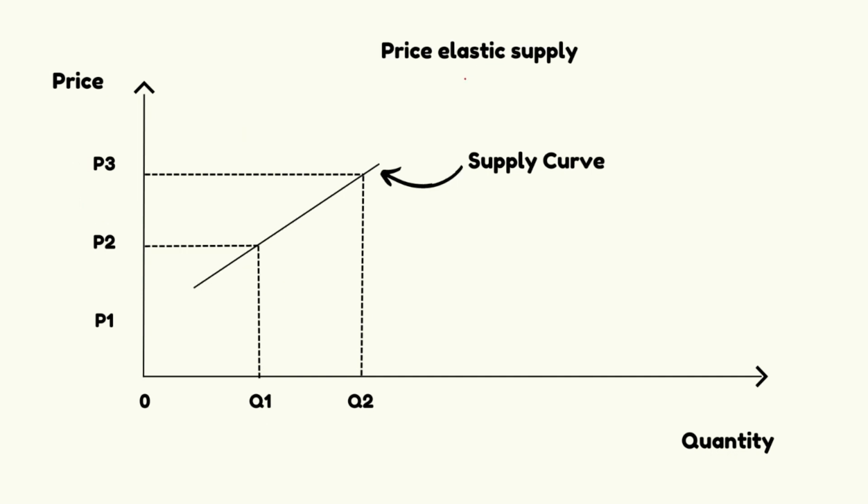This is the supply curve for price elastic supply. This is where the percentage change in price is lower than the percentage change in supply quantity. In this situation, the price elasticity of supply is higher than positive 1.